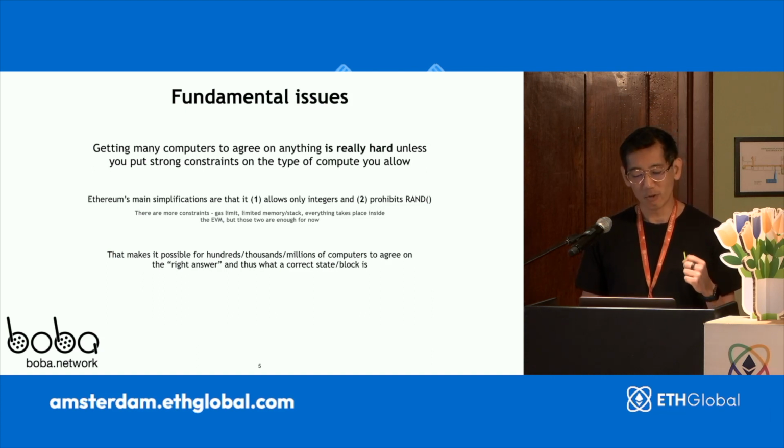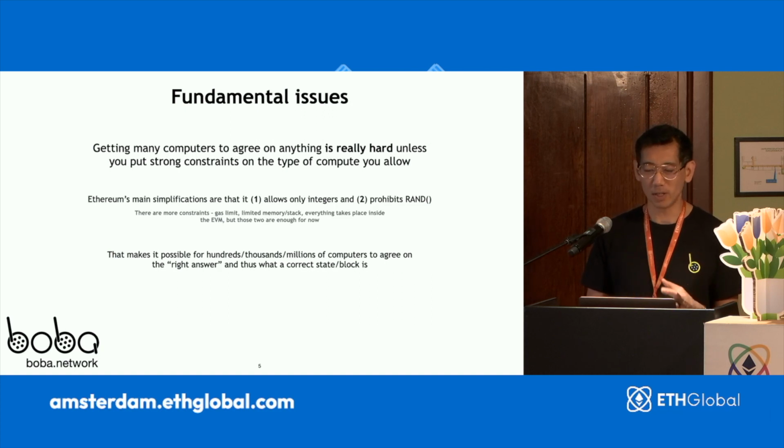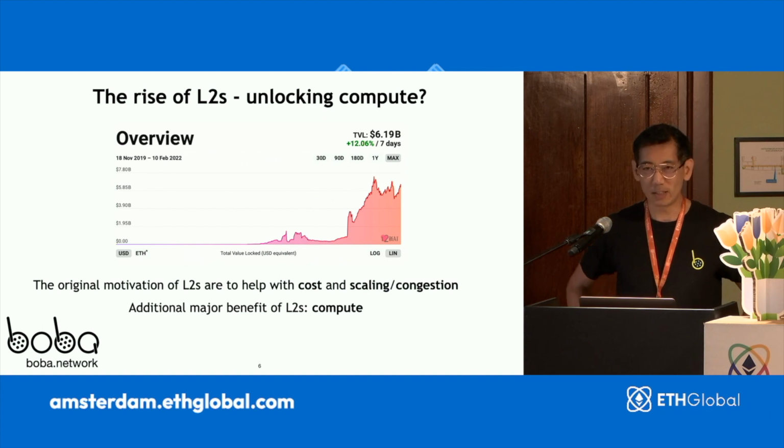And so that's why Ethereum is slow, and the computational complexity is very limited, right? We can only do pretty basic computations. We can't even take the square root of a number and get a reasonably precise answer.